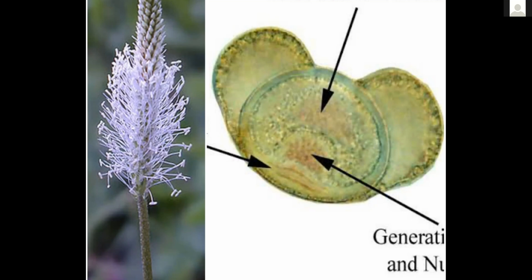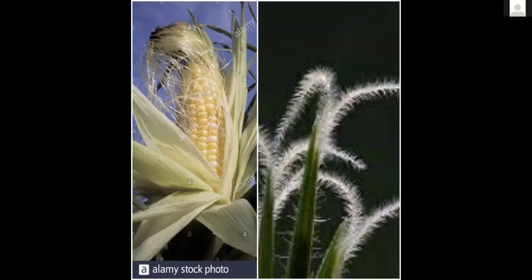Another speciality of these plants and their flowers, they are like this. Look at this one. Feathery stigma. Stigma is large and often feathery. This can easily trap the airborne pollen grains. This kind of stigma can trap the pollen grain easily from the air. So that's another speciality.